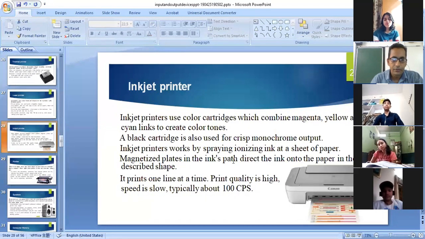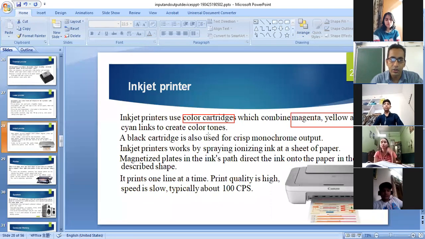This is the inkjet printer. Needless to say, this is the most commonly used printer. It uses liquid ink, colored cartridges, which combine magenta, yellow, and cyan to create color tones. These are the primary colors, or you may even call them secondary. Through these colors, you may combine them to make different colors. But the speed is slow. This is the drawback.